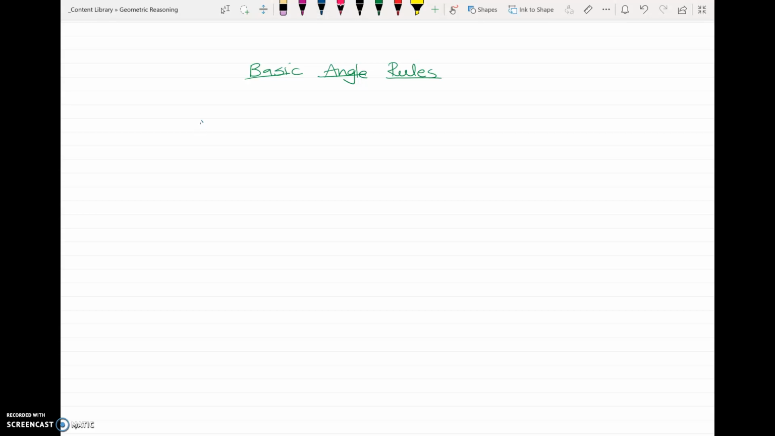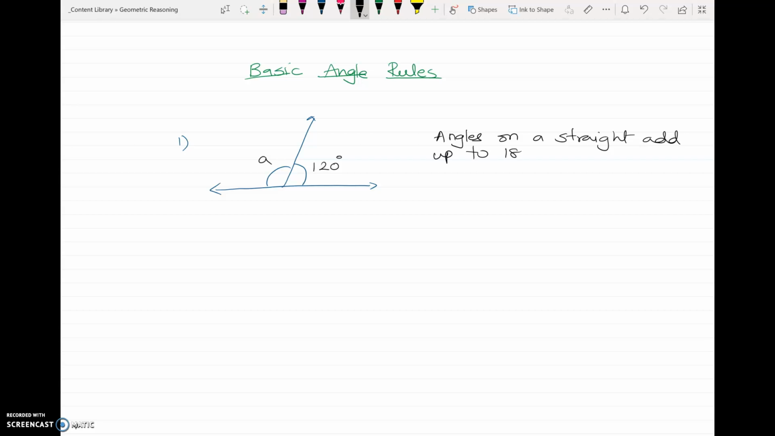The first rule that we are going to look at is angles on a straight line. Angles on a straight line always add up to 180 degrees. So our first rule is angles on a straight line add up to 180 degrees.